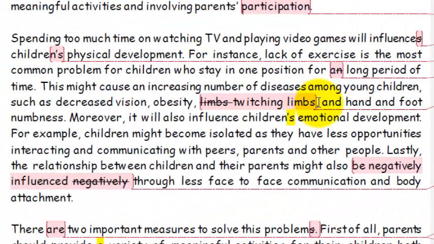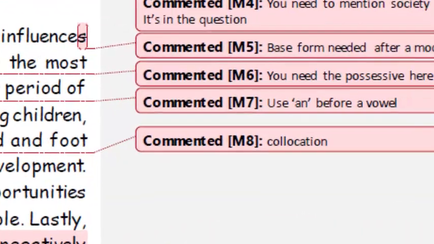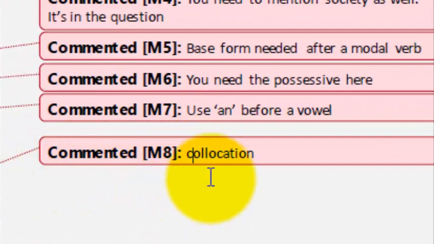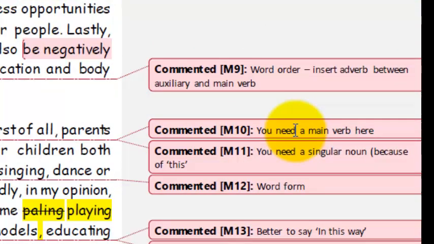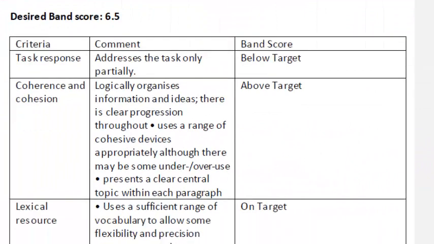If we come down into the second paragraph and read this sentence, this might cause an increasing number of diseases among young children, such as decreased vision, obesity, limbs. The writer wrote limbs, but actually what would have been better is to write twitching limbs. So if we come to comment 8, it's a collocation issue, so this is vocabulary. Now, after we've addressed all of the vocabulary and grammatical mistakes, then we come down and we give you some overall comments.